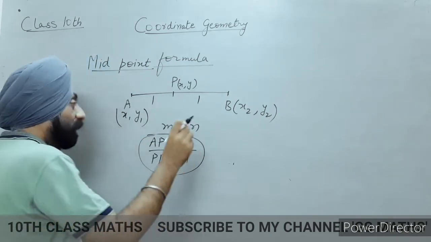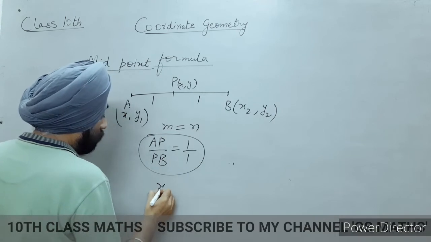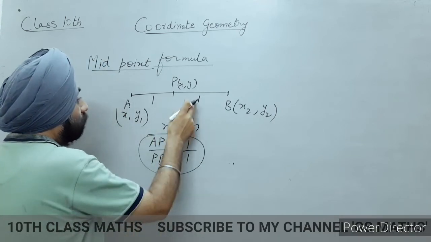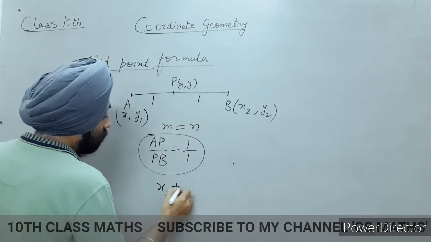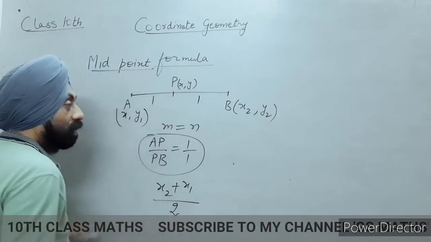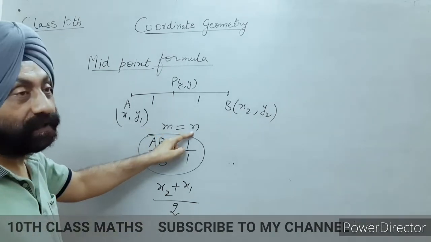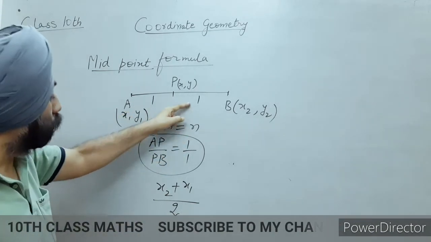Midpoint formula is, again, an application of the section formula only. 1 into x2, that is x2, plus 1 into x1, divided by 1 plus 1, that is 2. The same section formula is applied. Since m is equal to n, I have taken the ratio as 1 ratio 1.